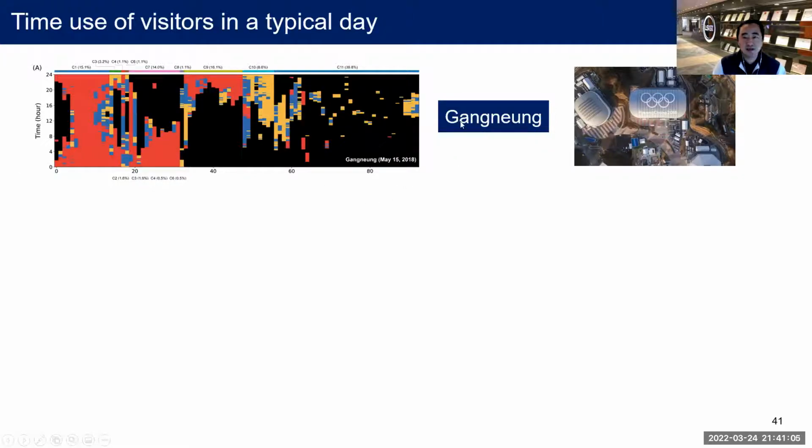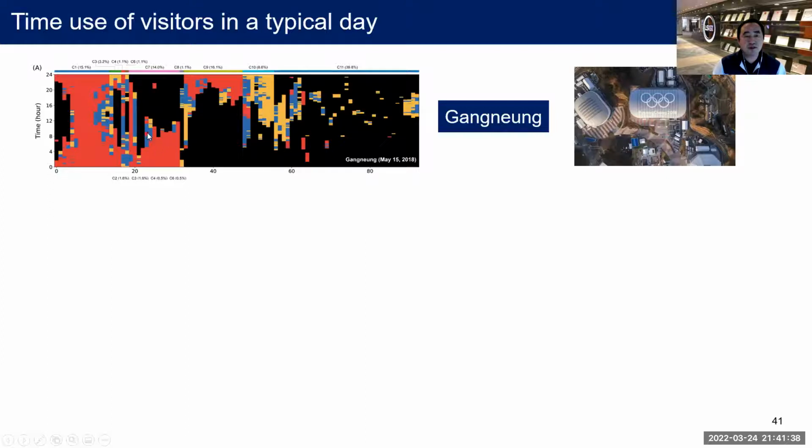For instance, this is a city called Gangneung in South Korea. On the day of May 15th, 2018, there are about 90 visitors who visited the city. The horizontal axis shows the ID of individual tourists, and the vertical axis shows the 24 hours of a day. And then you can really see different types of travelers, right? There are some people who stayed in the city for 24 hours of the day, and then some people doing something outside of the hotel.